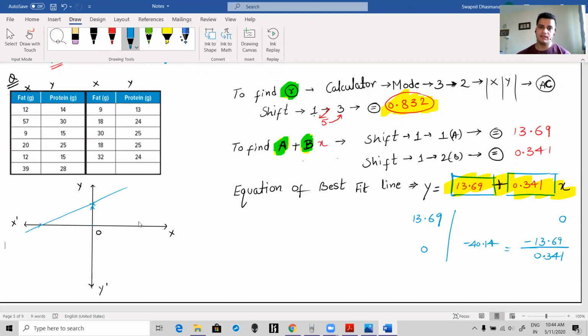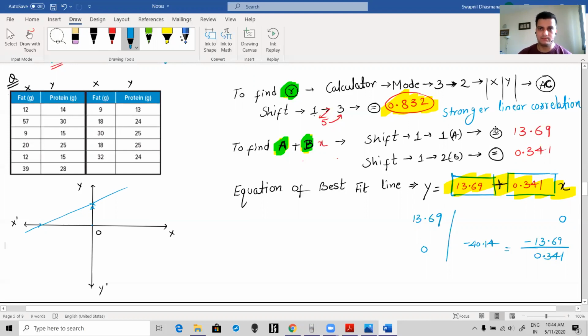Now, as you can see, the value of R tells me that as it's closer to 1, it should have a comparatively stronger linear correlation. And as you can see, the line is also not close to the horizontal line. So that's how, using the value of R, you can define the relationship, the correlation, and you can find A and B to plot the line.